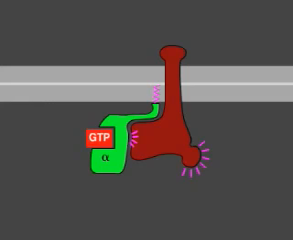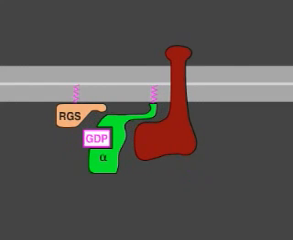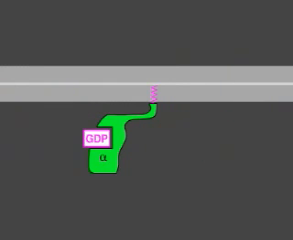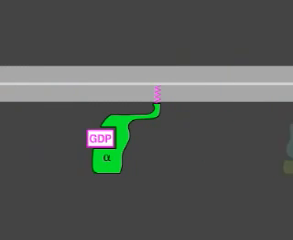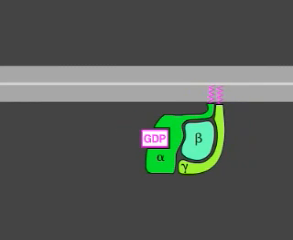Eventually, the alpha subunit hydrolyzes its bound GTP to GDP, which inactivates the subunit. This step is often accelerated by the binding of another protein, called a regulator of G-protein signaling, or RGS. The inactivated GDP-bound alpha subunit now reforms an inactive G-protein with a beta-gamma complex, turning off other downstream events.